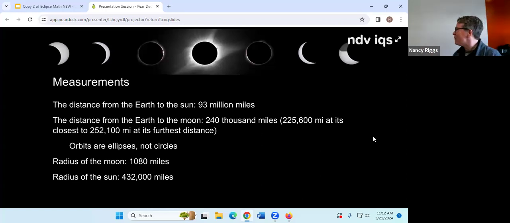And that is because an orbit is an ellipse. And again, we will look at that later. I'm also going to include the radius of both the moon and the sun. So the radius of the moon, so that's from the center to the edge, is 1,080. And the radius of the sun is 432,000 miles.